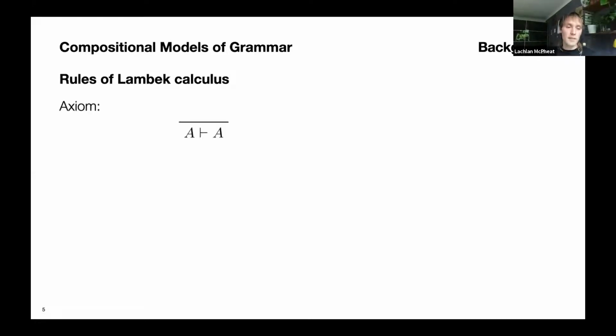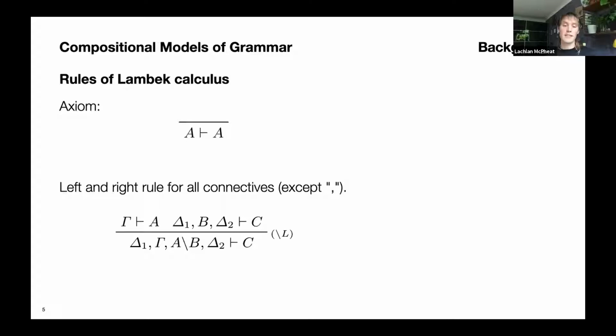One of them is this axiom that says from nothing we may deduce that any type derives itself. And then in general, for a presentation, you'll have a left and a right rule for every connective. We don't have one for concatenation for simplicity's sake, but we do have them for the slashes, the fractional connectives. So for the backslash, we have the left rule that says that if from gamma you can derive A, and if from delta 1 B delta 2 you can derive C, then from delta 1 gamma A under B delta 2 you can derive C.